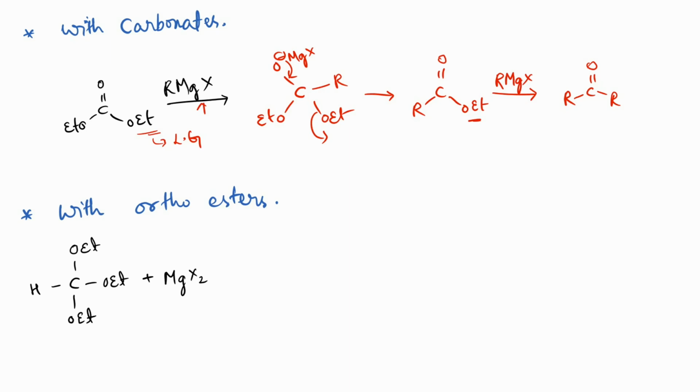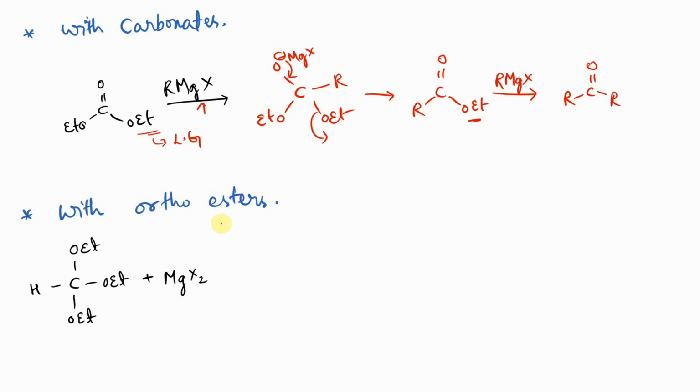Now next, what if we have three OEt groups attached to the carbon atom? Those types of compounds are called ortho esters. But in this case you have to observe carefully. We are not considering the reaction of Grignard reagent with ortho ester, but we are treating them with Lewis acids. That is about the Schlenk equilibrium structure of Grignard reagent. As I said in the previous video, the Schlenk equilibrium structure of Grignard reagent is very important because of it being a Lewis acid.